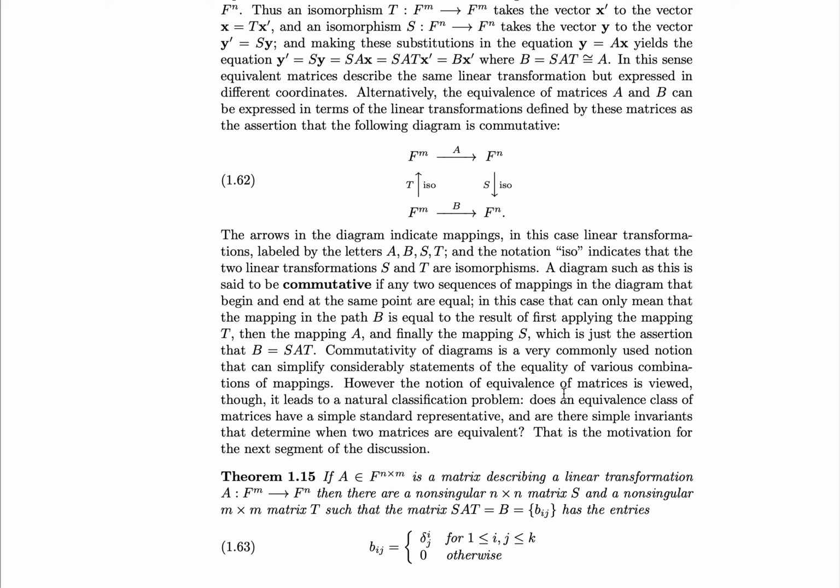Commutativity of diagrams is a very commonly used notation that can simplify a lot of statements of equality with various combinations of different mappings. However, considering this idea of equivalence of matrices, you can have another problem, which is classifying things. Namely, does an equivalence class of matrices have a simple standard representative, and are there simple invariants that determine when two matrices are equivalent? This is what leads us to our first theorem about equivalent matrices.